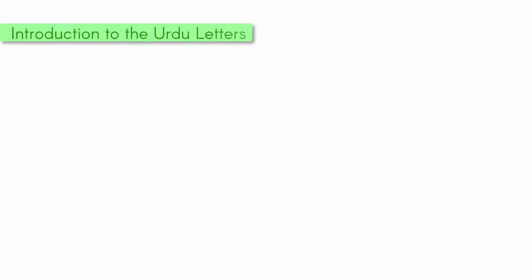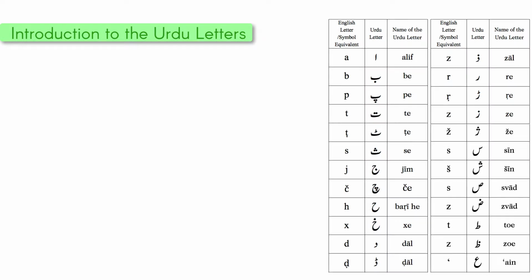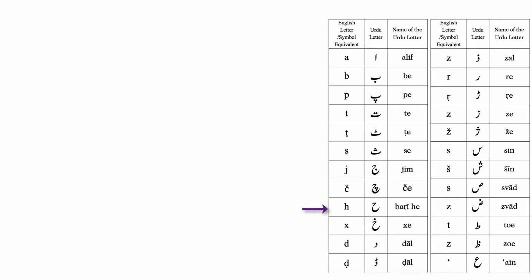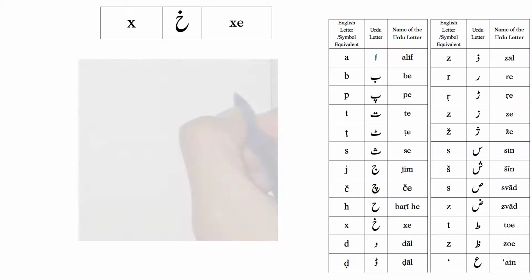This is part 2 of the introduction to the Urdu alphabet. So let's continue right where we left off. The last letter covered in part 1 was badi hai. After badi hai comes khe. It's got a bit of a throatal, a guttural sound.